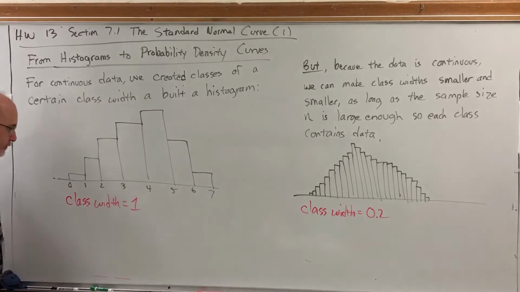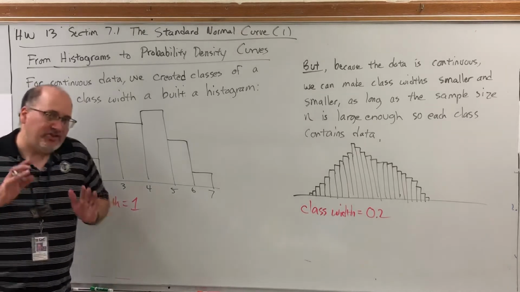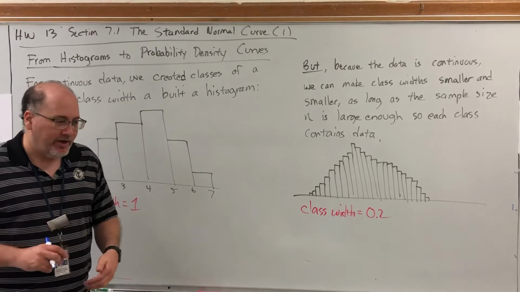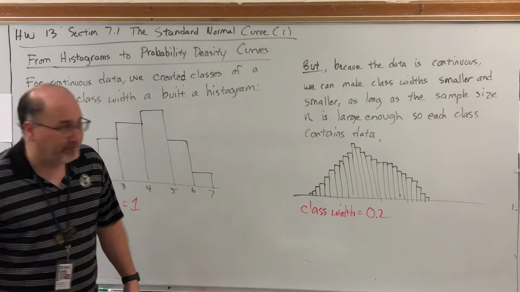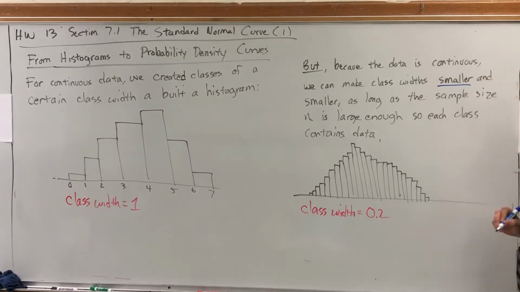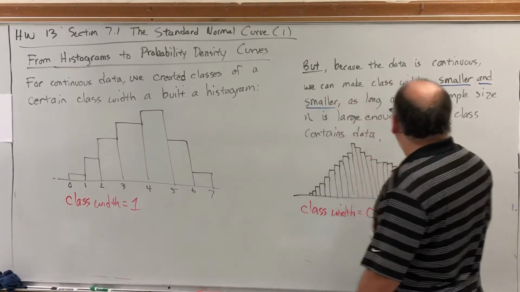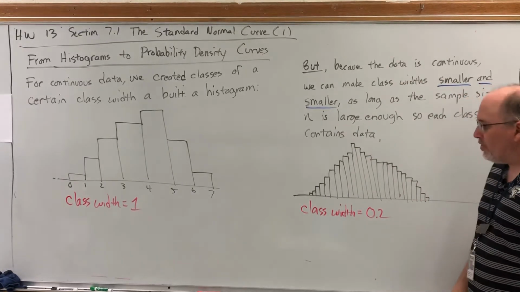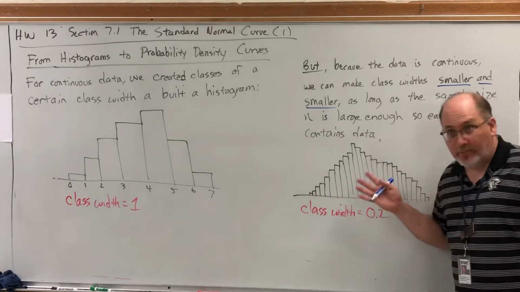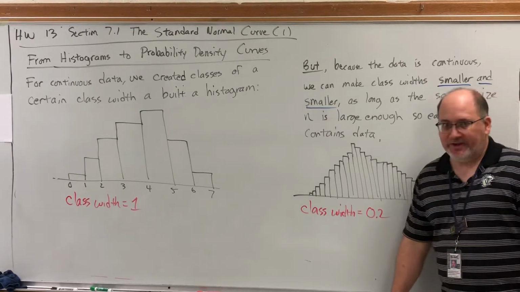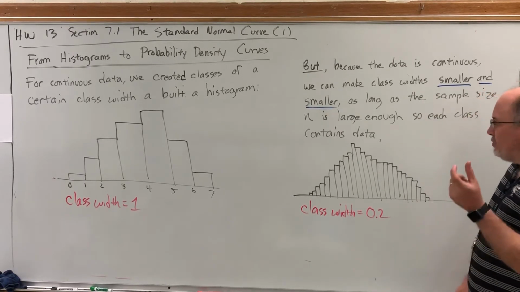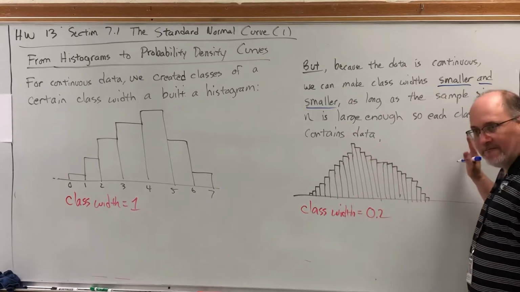But if your data is continuous, that means you can measure it to as many decimal places as you want. There's no limitation, except by the device with which you're measuring the data. But because the data is continuous, we can make class widths smaller and smaller, as long as the sample size is big enough. In other words, if we only have 20 data points, then we don't want 30 classes because some of them would be empty. But if we have a really large sample size, such as in the hundreds or even in the thousands, and our data is continuous, then we can make our class widths as small as we want, as long as there's enough data to fill in the classes.